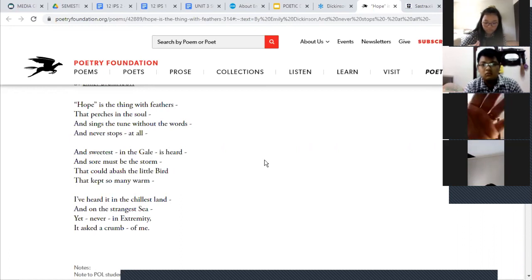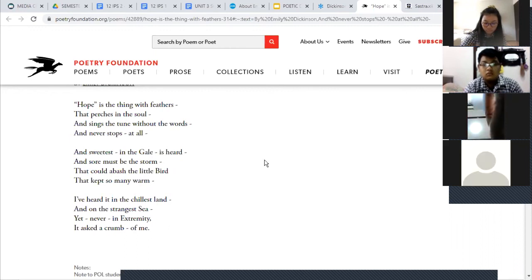So it's like if you say that, like I've heard it in the chillest land, so in the hardships. I've heard it on the strangest sea, in the unknown. Yet never ever in extremity, that means to the furthest extent, in the worst of the worst, has hope ever asked something of me, which really describes hope as being selfless.